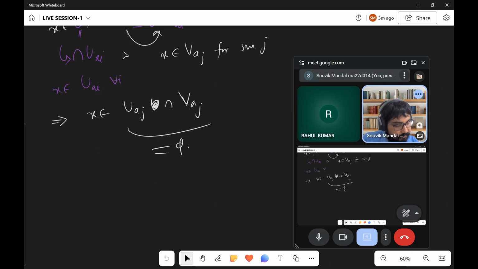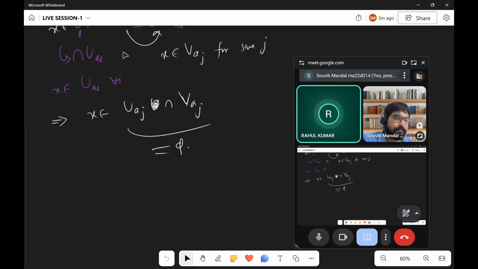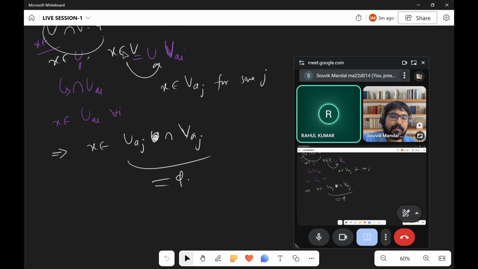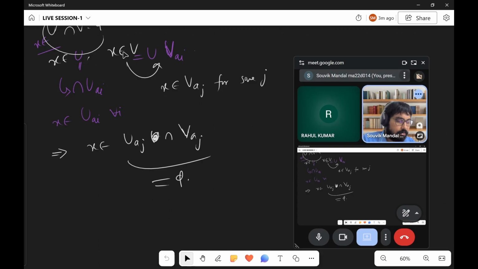Is it clear? Yes, sir. There may exist some V_ij which does not contain x. So we are telling that x does not belong to the intersection of U_ij and V_ij, as some V_ij does not contain x. Of course. That's why, by the construction, the intersection of U_a and V_a is always empty, right?